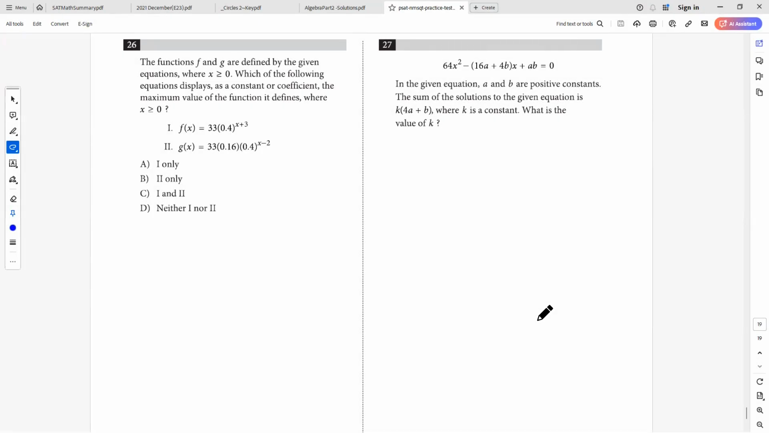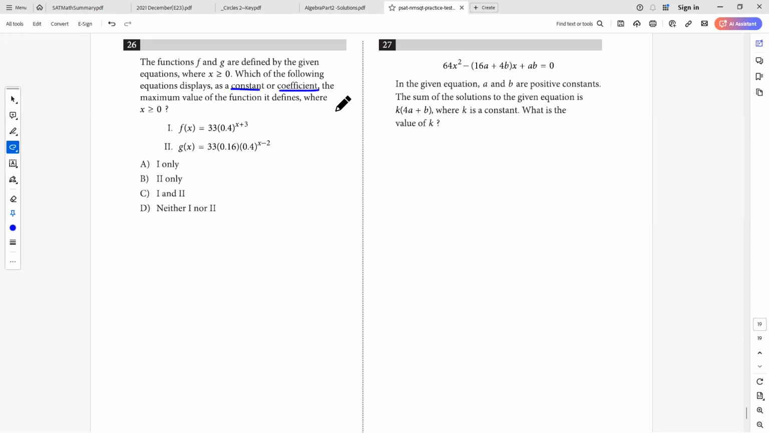Let's take a look at a few example problems here. This one says the functions f and g are defined by the given equations where x is greater than or equal to 0. Which of the following equations displays as a constant or coefficient the maximum value of the function it defines where x is greater than or equal to 0?